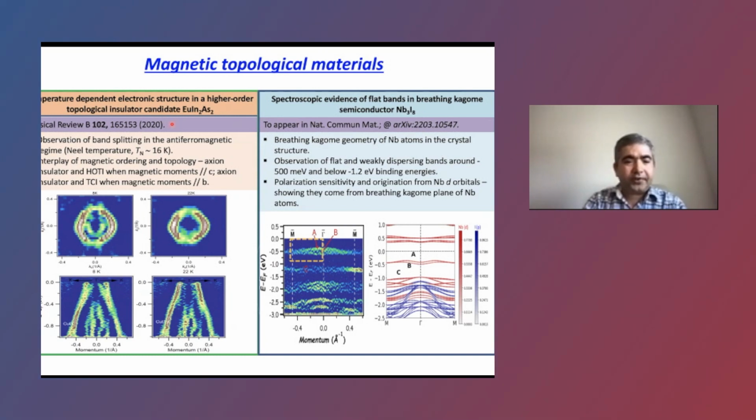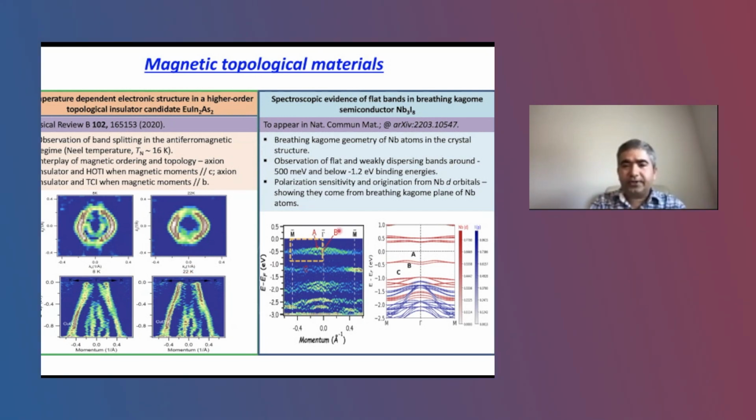So what we did is, it's magnetic with an AFM temperature of around 16 Kelvin. So we measured the electronic structure below and above the transition temperature. And we clearly found that below the transition temperature, there's some sort of splitting. You can clearly see two pockets below the transition temperature, but only one pocket above it.